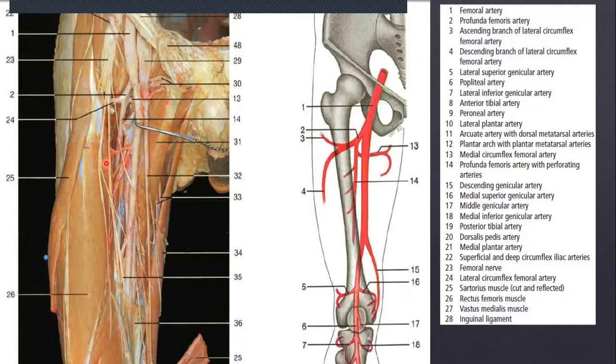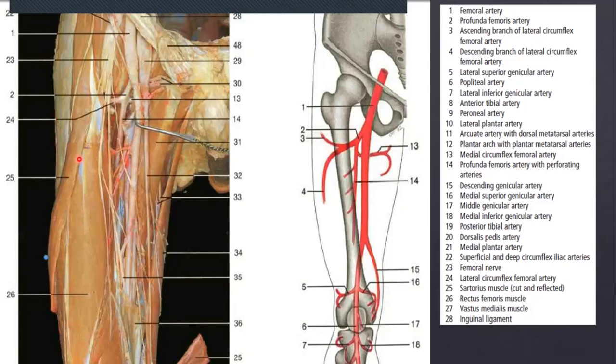Here is a diagrammatic representation of the same. Here you can see this is the inguinal ligament. Then you can see the most medial compartment here is the femoral vein, then the femoral artery, then the femoral nerve here. Then you can see this here is the profunda femoris artery. Then it has branches, the lateral circumflex femoral artery and the medial circumflex femoral artery. And then it continues here, and this branch will give off the perforating branches.